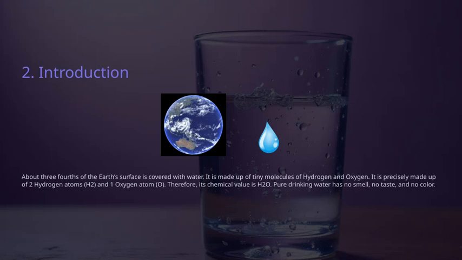Let's start with an interesting fact. About 3/4 of the Earth's surface is covered with water. That's a huge part of our planet. This water is made up of tiny molecules, each consisting of 2 hydrogen atoms bonded to 1 oxygen atom. We write this as H2O. This simple chemical formula actually tells us a lot about water's properties.